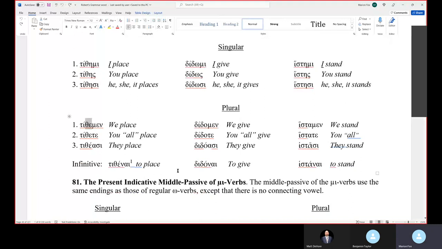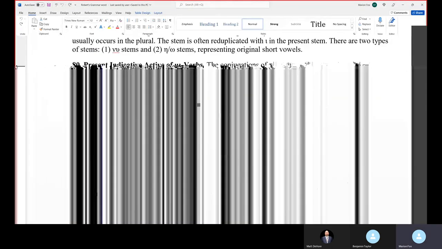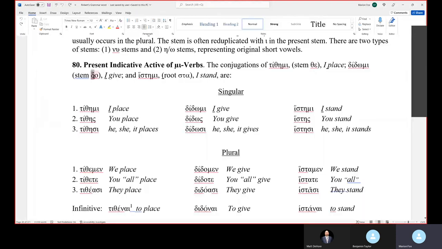All right, now we've got all three words. We've got tithemi here in this column, and the infinitive form of it. Then we're going to take didomi, and that's I give. Didomi, I'll just accent did. And your do is your stem. Remember that omicron becomes omega, which is a long o. Didomi, didos, didosi. And so here it becomes a long o, and then in the plural it goes back to the short o: didomen, didote, didoasi, didonai. And so that's how the form will work. Any questions? All right.